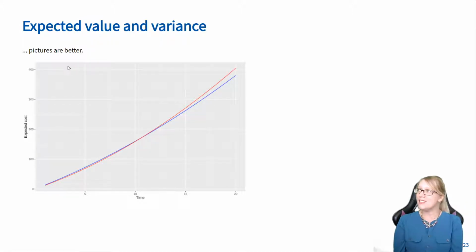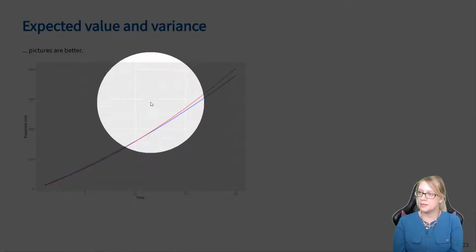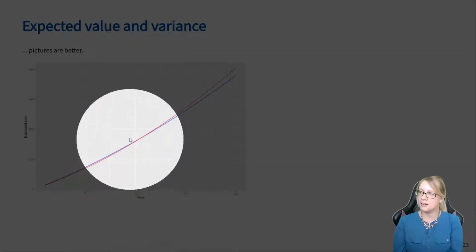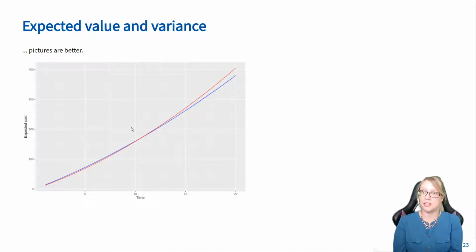You can see that there's really not a lot of difference between machine A and machine B. In fact, right at about 10 hours, the expected cost ends up intersecting. It becomes very, very similar. However, over time, the machine in red becomes a little bit more expensive to operate than the machine in blue.